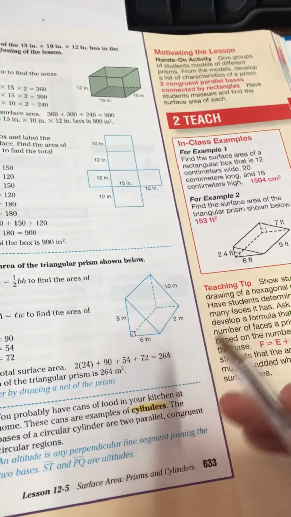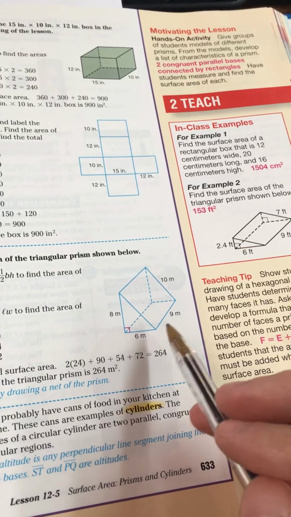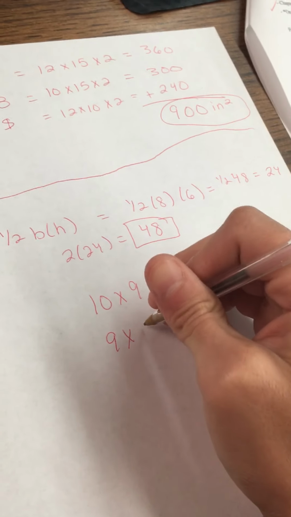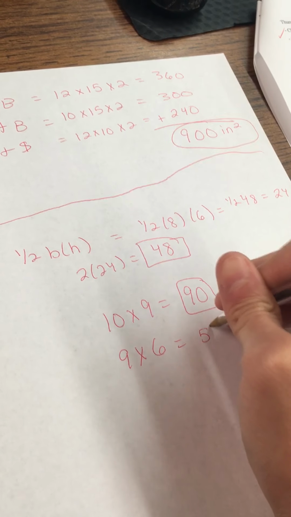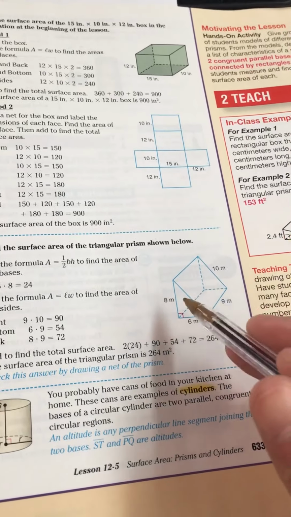Now let's do the bottom part. Length times width. The length, okay, is 9. The width is 6. 9 times 6, 54. Okay, now we have to do the back side.